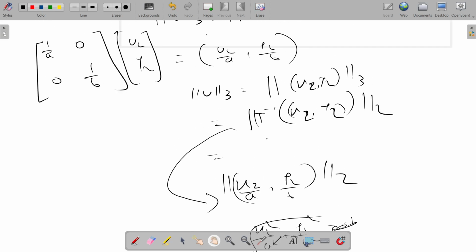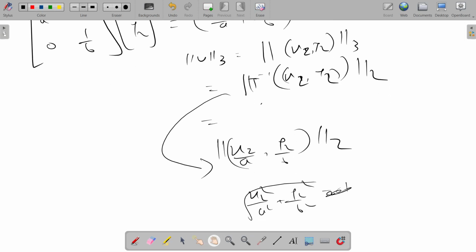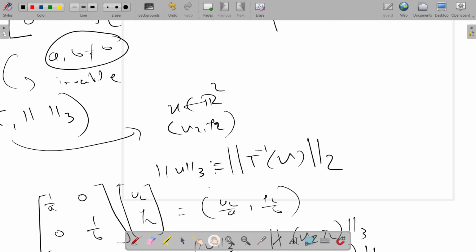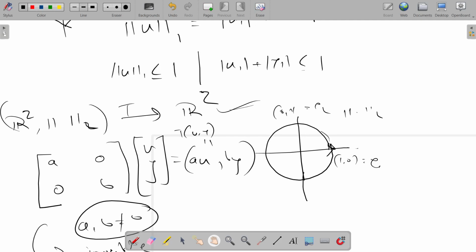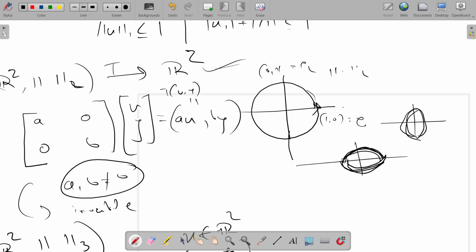So basically we get an ellipse. This is the intuition: we are stretching e1 by a times and e2 by b times. So the image will get stretched like this, with semi-major and semi-minor axes. Depending on a and b, it can be a horizontal or vertical ellipse, but it will be an ellipse. This is a, and this is b.